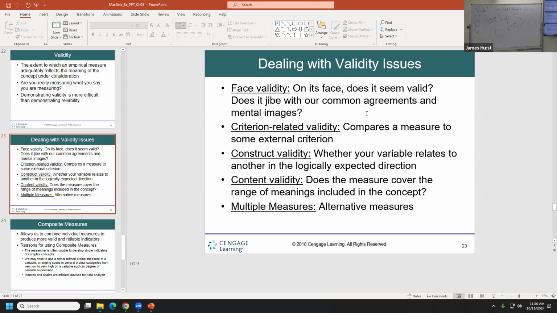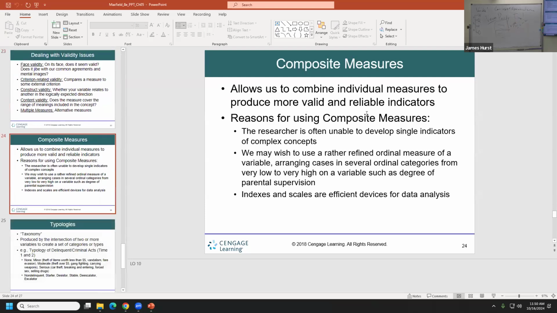All right, composite measures. That's where they start talking about single indicators of complex concepts. So rather than that, we do several categories to create indexes and scales. And so we'll leave it at that there. So that gets us into scales. Next, we'll talk about taxonomies and typologies. And then we'll knock out a review, and then I'll start playing with data on Monday.